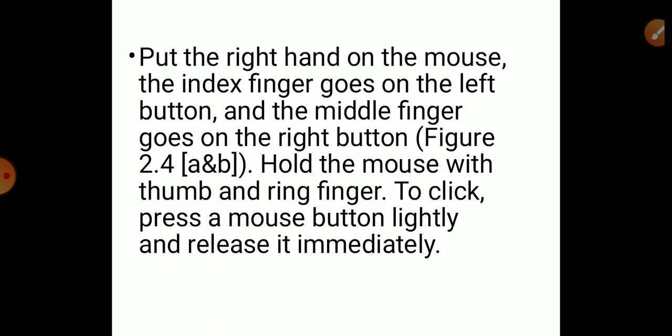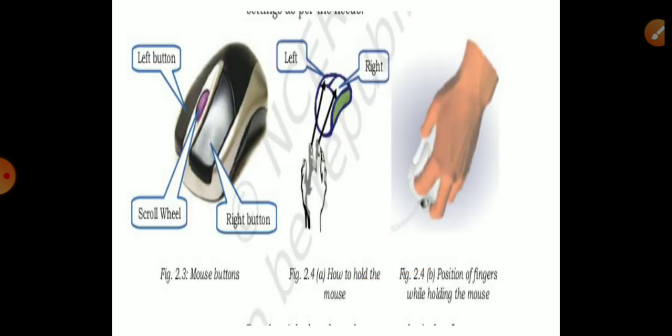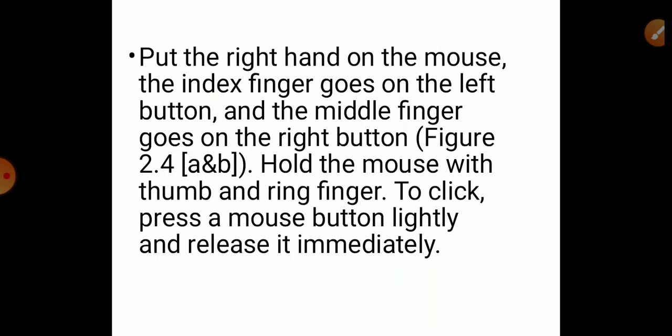How to place your hands on the mouse. Put the right hand on the mouse. The index finger goes on the left button and the middle finger goes on the right button, as it is in the picture. Look at the picture clearly. So put the right hand on the mouse. The index finger goes on the left button and the middle finger goes on the right button. Hold the mouse with the thumb and ring finger.